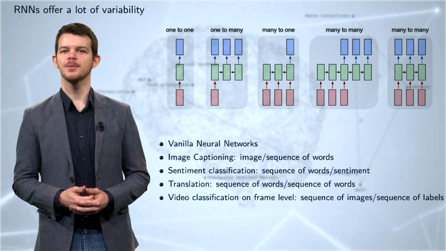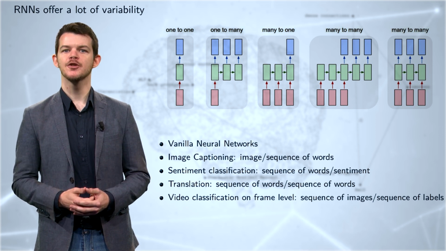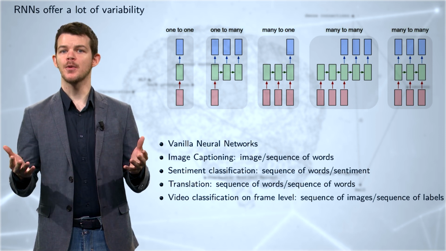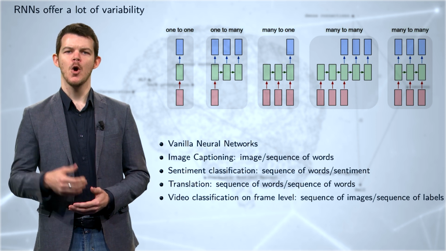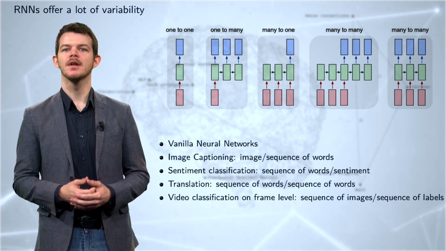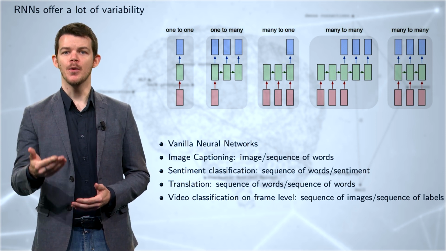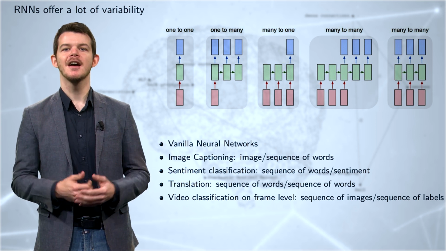One-to-one framework corresponds to a classic neural network. There is no sequential structure, so it can be used to predict house price, for example. One-to-many framework can be used to solve the problem of image captioning. For an image, a single input, you want to produce a sequence of words, commonly called a sentence, that describes the image.